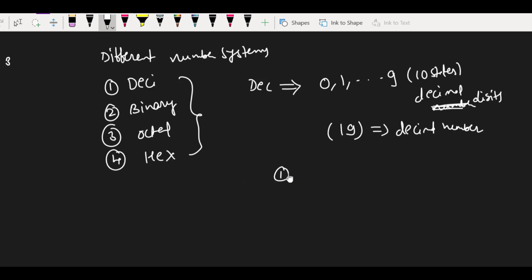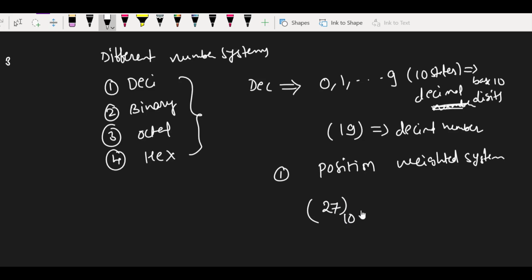And your decimal number system is a position weighted system. Please remember this terminology. This is a position weighted system. It means the value of any number depends upon its position. Since it has 10 states, its base is 10. That means any number you represent in the decimal number system, let's take 27, you have to write the base 10. This 10 is nothing but the base. That means the given number is represented in the decimal number system, which has a base of 10.